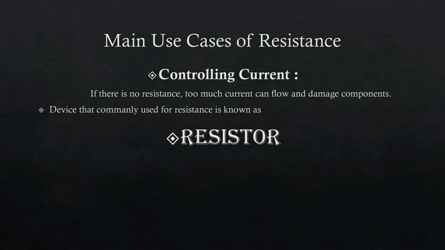So, the main use case of resistance is controlling current. If there is no resistance present in the circuit, too much current can flow and it will eventually damage the components. The device that we use for resistance is known as a resistor.